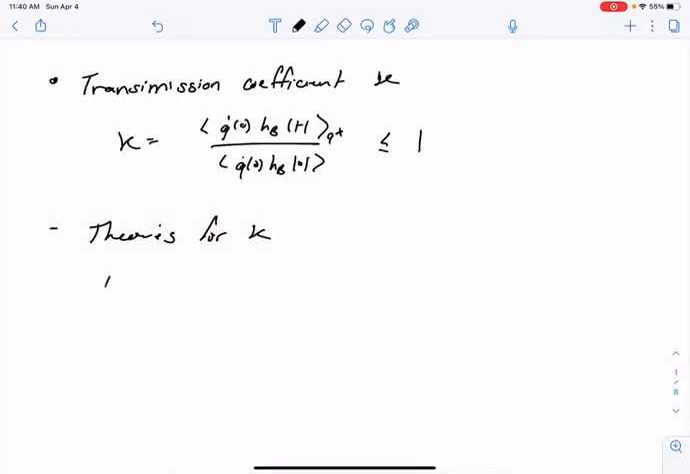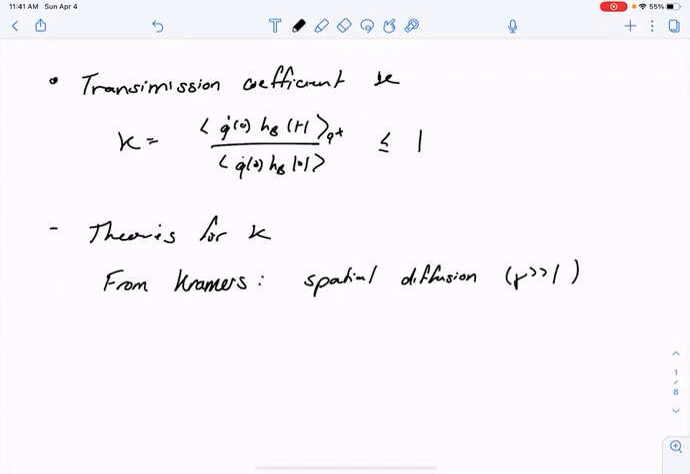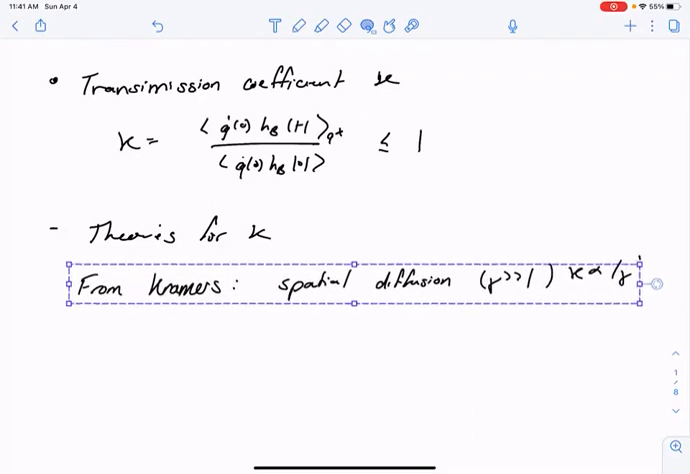From Kramers, for example, one could imagine or model the dynamics at the top of the barrier through an overdamped equation of motion. Imagine that the reaction proceeds in a viscous environment, resulting in what is known as the spatial diffusion limit, in which case kappa goes inversely proportional to that friction, which is another way of saying it goes proportional to the diffusion constant at the top of the barrier.